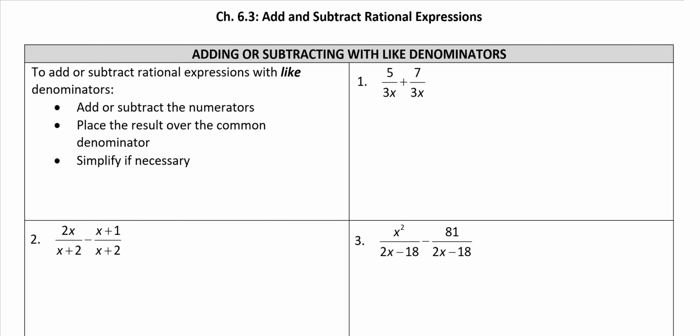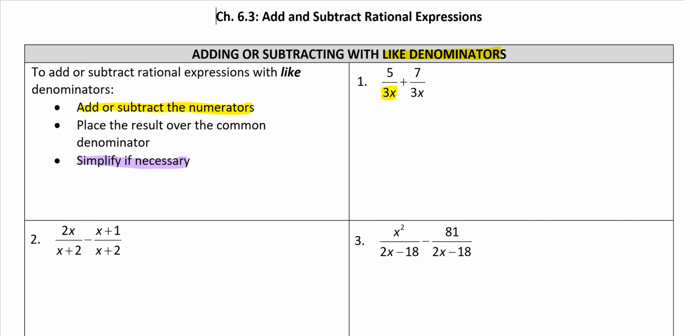In this lesson, we're going to add and subtract rational expressions. So we're going to start by adding and subtracting expressions that have like denominators. To do this, you add or subtract the numerators, keep the common denominator, and then make sure we simplify if necessary. So let's look at problem number 1.